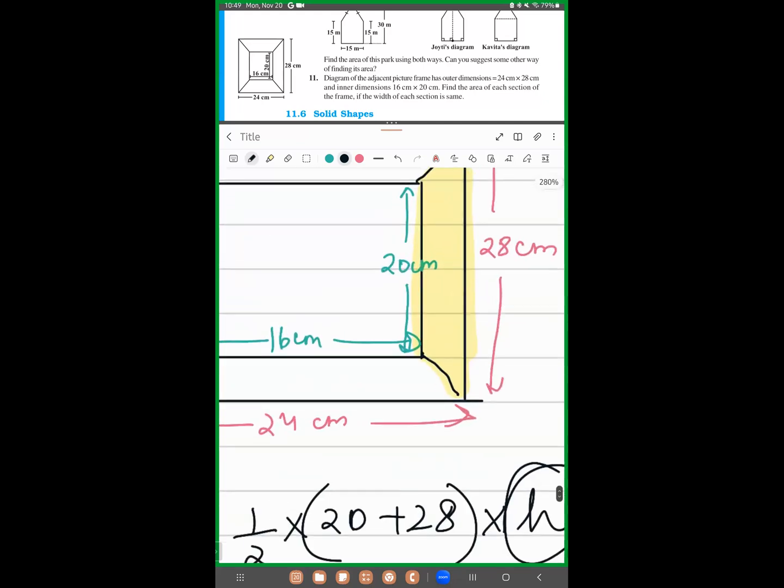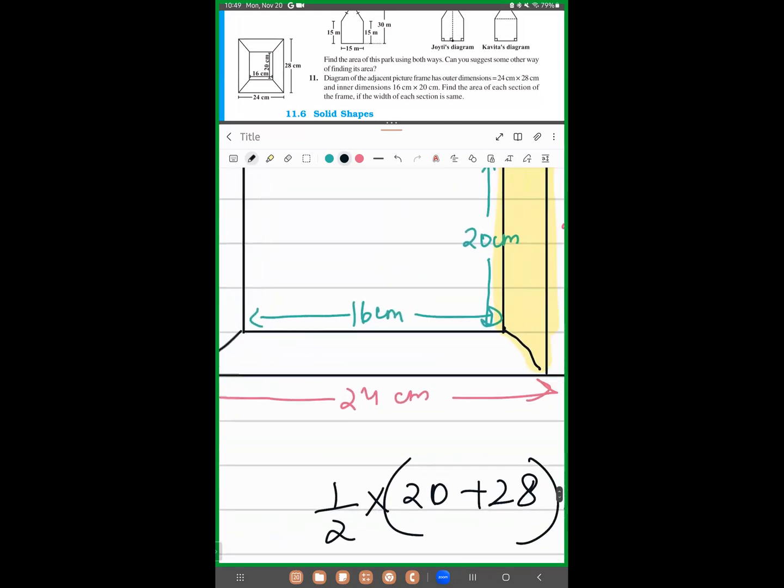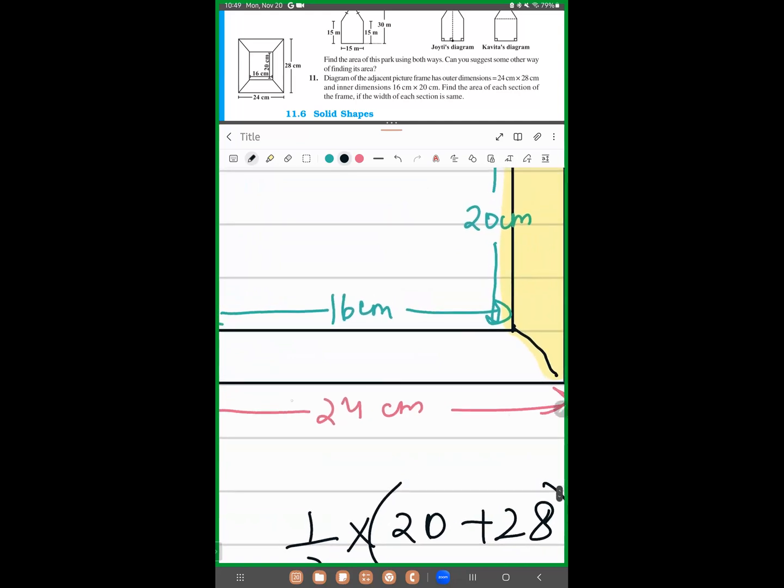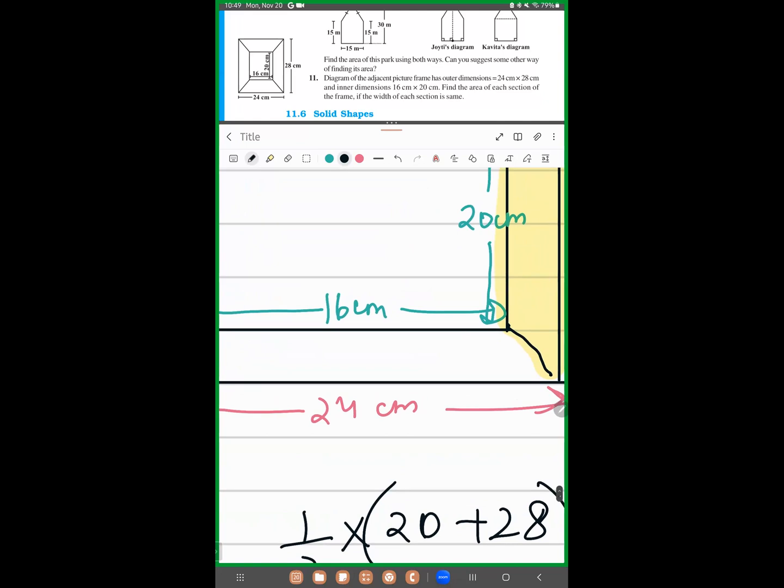Hiba dear, look at this. Look at the red portion. From here till the end of it, it is 24. Till here, it is 16. So obviously, this portion will be 24 minus 16, no? Yes or no? Yes. Understood how? No. You didn't understand how?